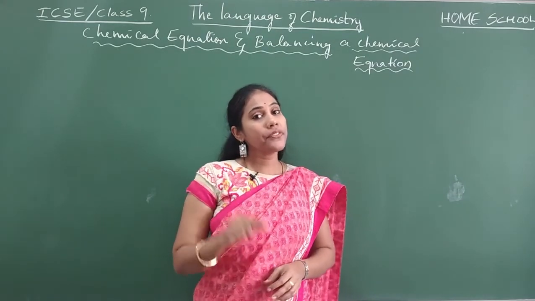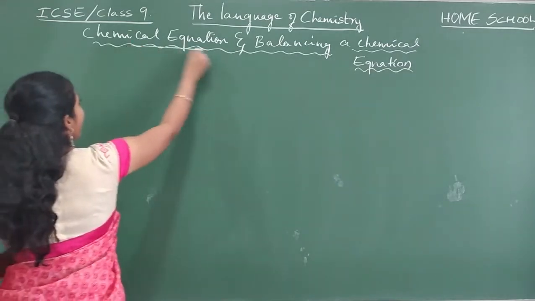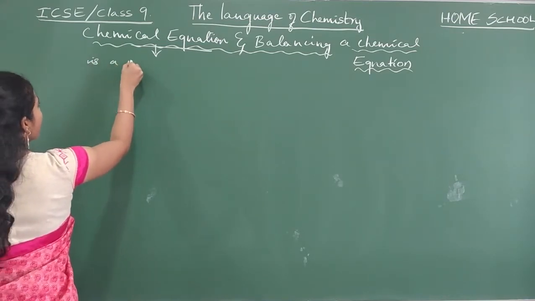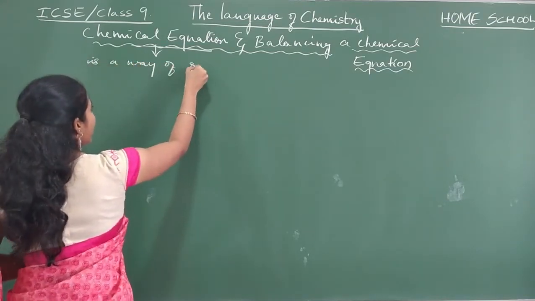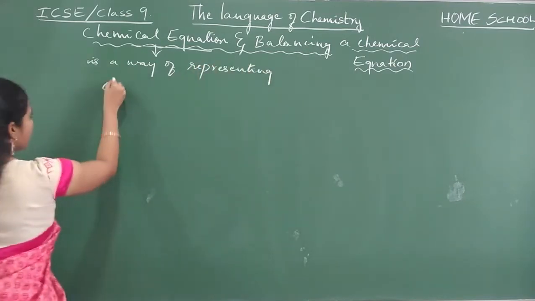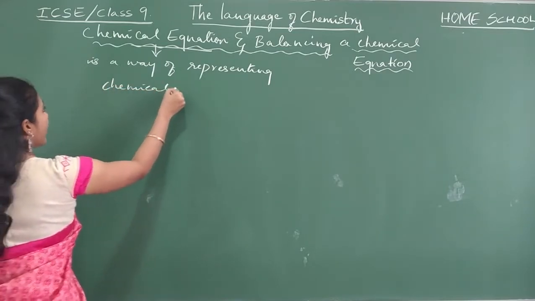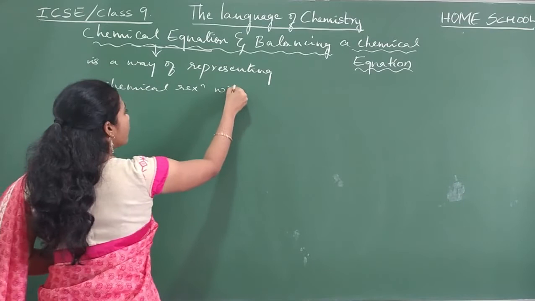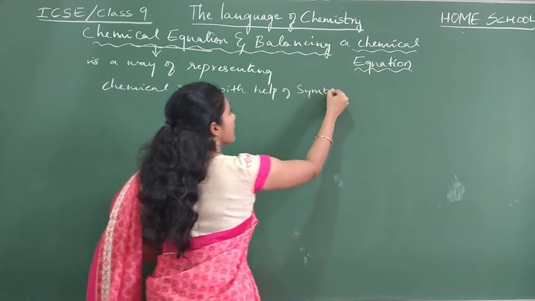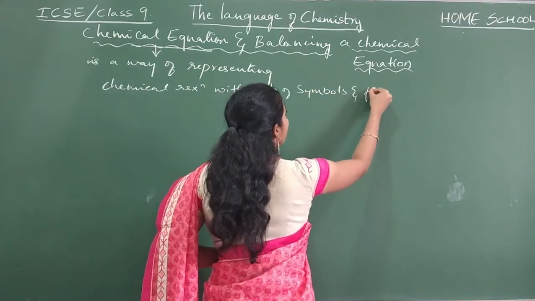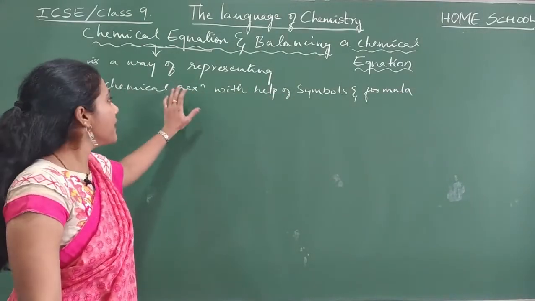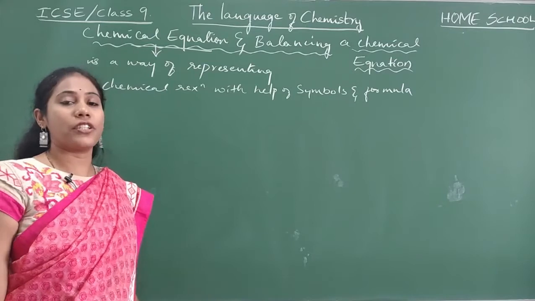Understand carefully. Chemical equation is a way of representing chemical reaction with the help of symbols and formula. So this is the definition for chemical equation.